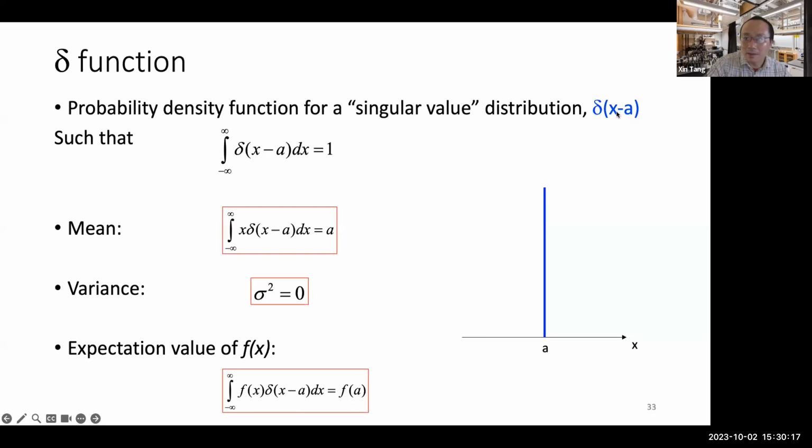When x equals a, you get delta of zero, which means that value is infinitely large. So you can see the distribution here. It only has the step at a, and that value is a line. This line goes infinitely large. But outside this value, in the non-a region, everything is zero. So we use x minus a to denote it.